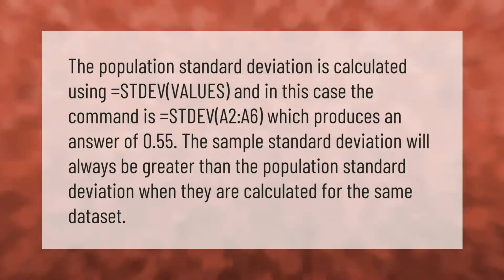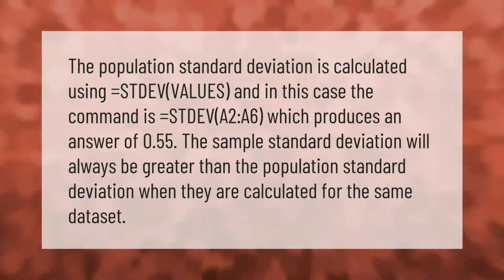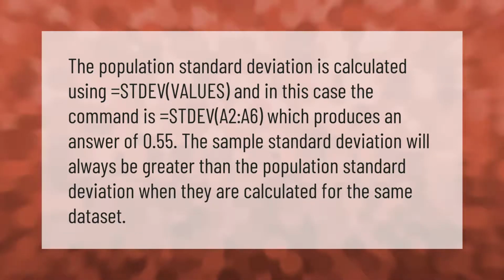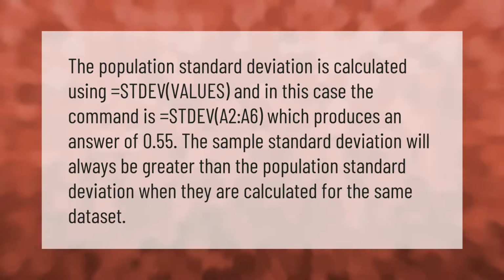The population standard deviation is calculated using =STDEV values, and in this case the command is =STDEV(A2:A6), which produces an answer of 0.55. The sample standard deviation will always be greater than the population standard deviation when they are calculated for the same dataset.